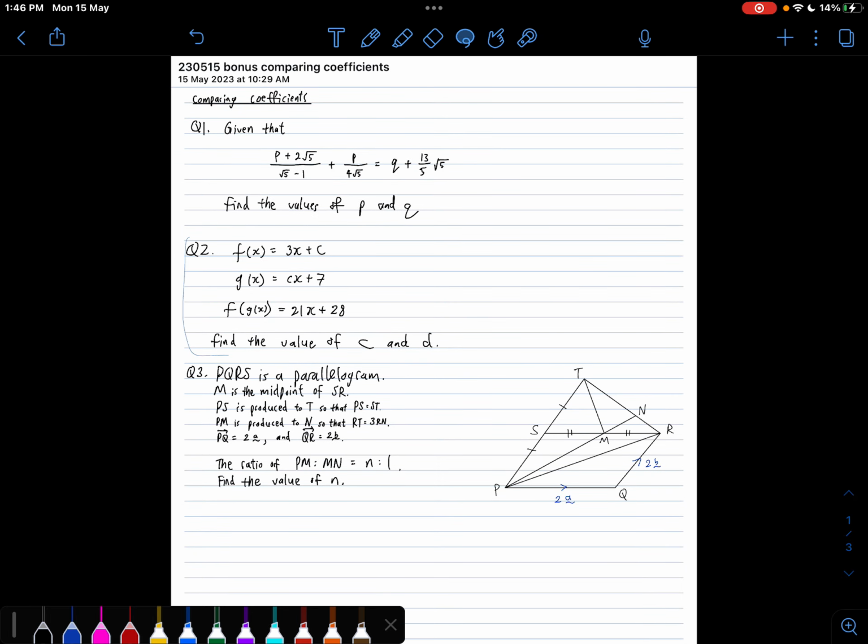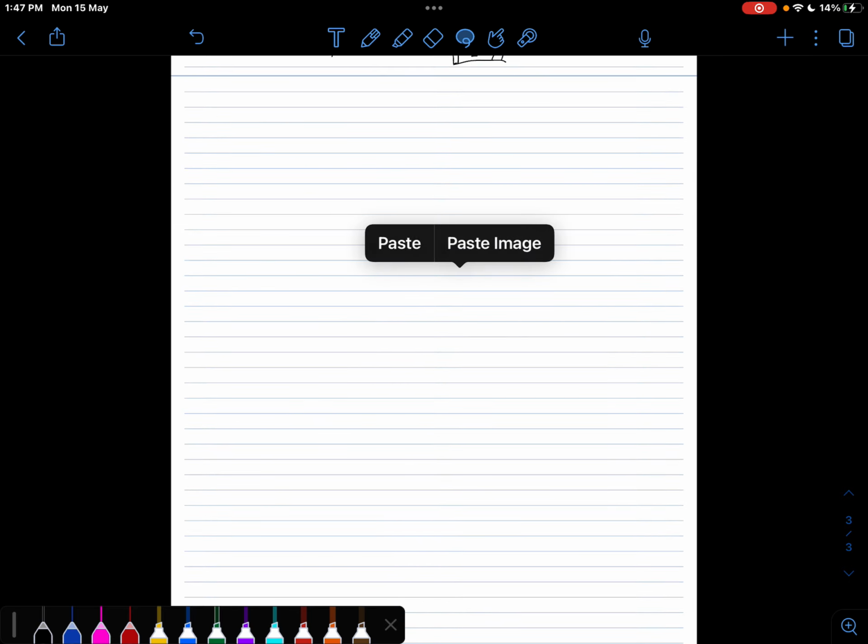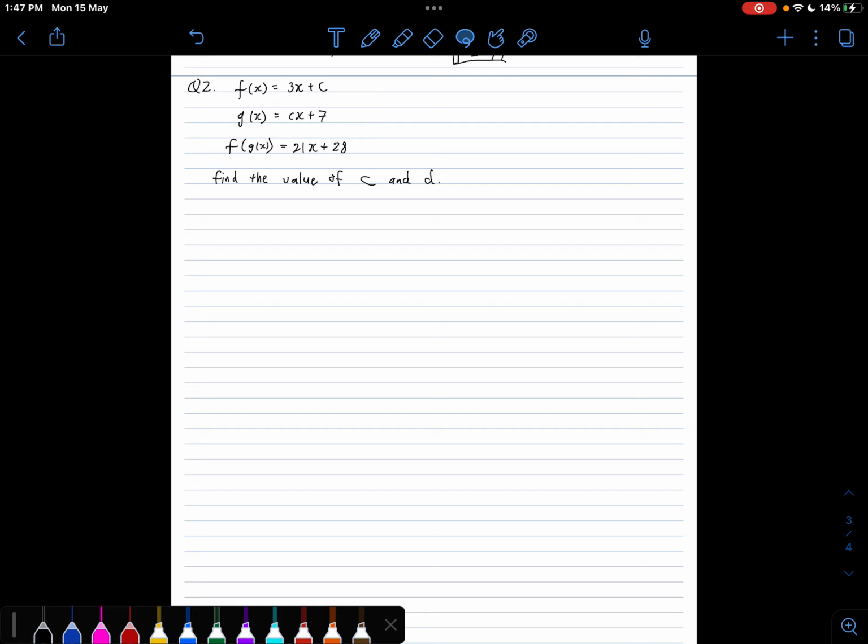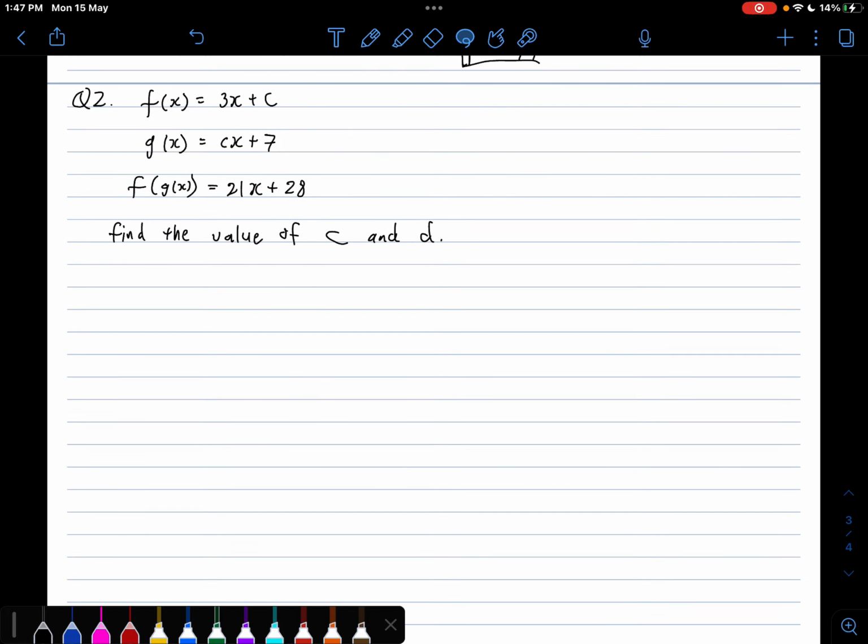How do we deal with this one? This involves function notation, in particular composite functions. So let me show you how to do it. We start off with f of x equals 3x plus c, and you have another function g of x is cx plus 7, and they tell you that f of g of x, they may also write it as simply fg bracket x, also a possible notation. They tell you that this composite function is 21x plus 28. Then you want to find the value of c and d. How would you do that?